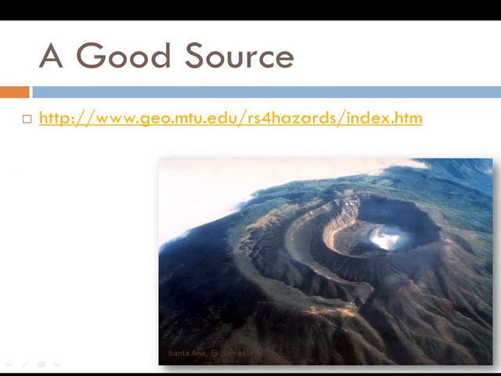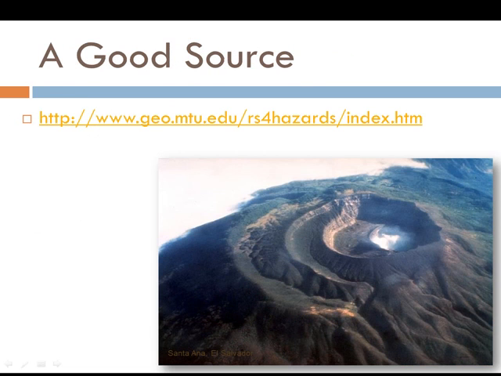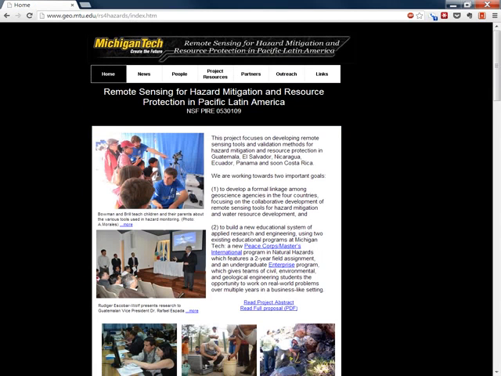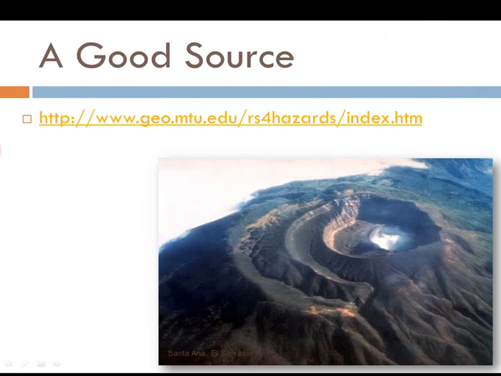Now, if you want to gather information about natural hazards in Latin America, one good source is this Geology Department website here. It's at Michigan Tech University. And this is the Remote Sensing for Hazard Mitigation and Resource Protection in Pacific Latin America. It's actually a National Science Foundation grant that's encouraging international research experiences for undergraduates at Michigan Tech. But they have some pretty neat resources here on the project resources page that could be of interest.